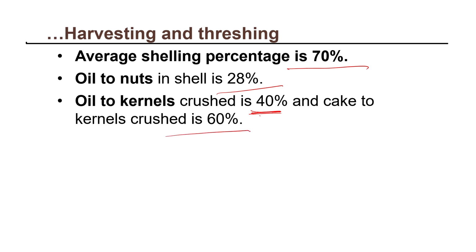Naturally, if 40% is oil, then 60% can be the cake, and the oilseed cake of this groundnut is very valuable. It can be used as animal feed, and it also finds some other uses, but most prominent use of groundnut cake or seed meal is for animal feeding.